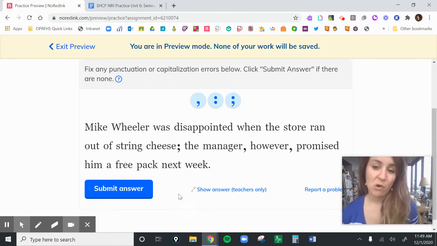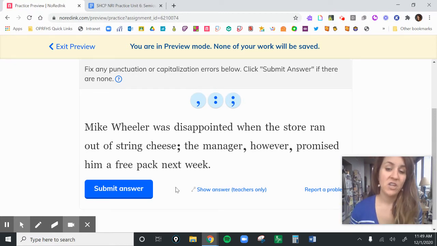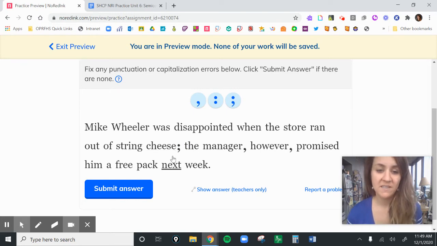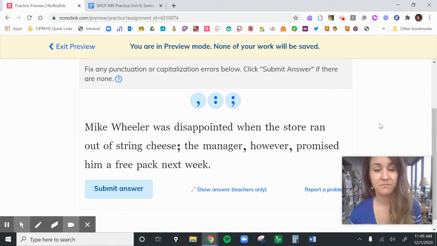So, Mike Wheeler was disappointed when the store ran out of string cheese. The manager, however, promised him a free pack next week. So we have two complete sentences. They're just connected. They're not introducing each other. And we have a THAMOS with two commas on both sides. So that's correct.